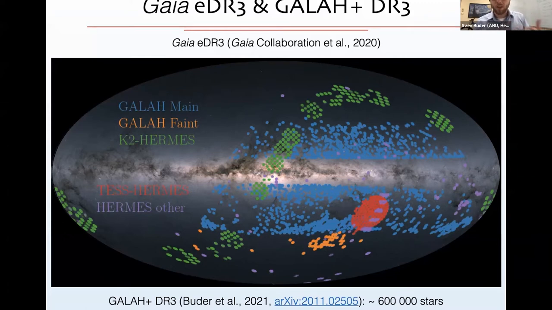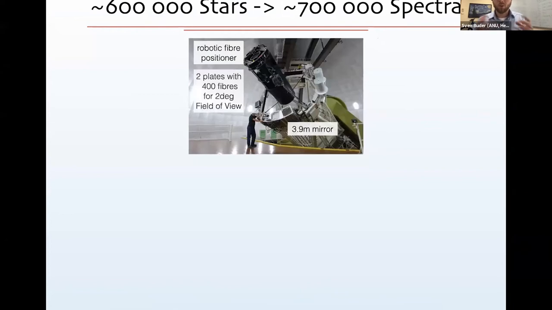And the survey is run in different parts. We have a magnitude limited selection of the main survey, which you see here in blue, which really aims to understand the chemical signature of stars. We have a lot of follow-up of K2, of the K2 footprints. We have also observations of the TESS HERMES stars and a lot of other interesting observations.